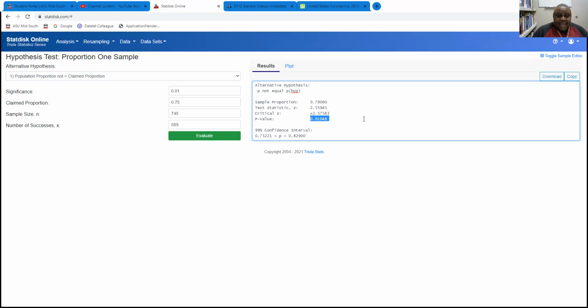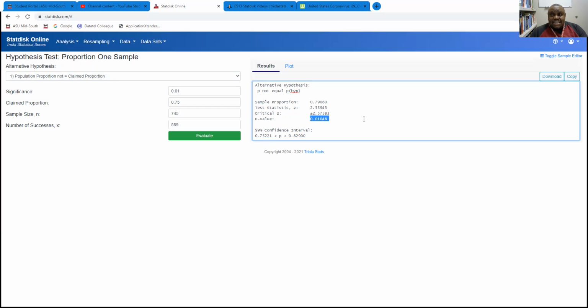And then the next thing they're going to ask is, what is our decision? And that is, do you reject the null hypothesis or do you fail to reject the null hypothesis? Okay. The rule that you use is this. If your p-value that you come up with is less than your level of significance, then you reject the null hypothesis.